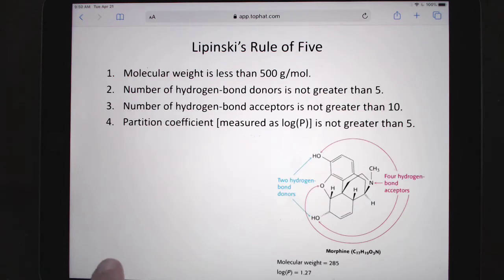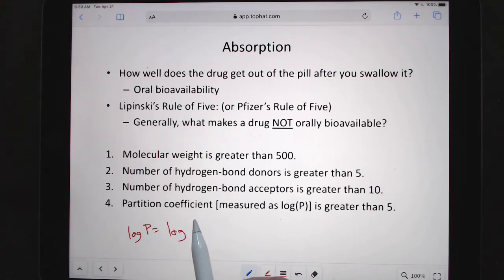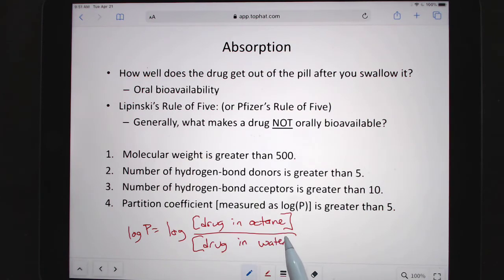Okay, did I talk about log P? So log P is the log of the solubility of your drug in octane, divided by the solubility of the drug in water. Okay, so a log P of 5, what that means is that it's 10 to the 5th over 10 to the 1, or 100,000 to 1.